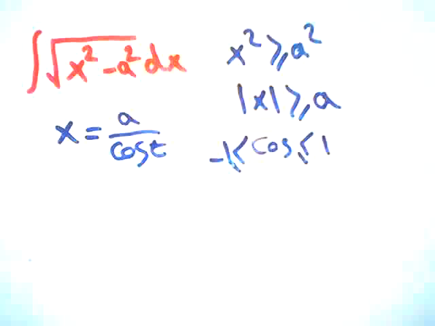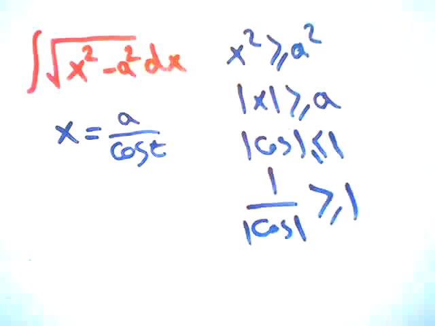Cosine is always between minus 1 and 1, or its absolute value is smaller or equal to 1, then 1 over it should be greater or equal to 1. Or this, since this is equal to the absolute value of x, and the absolute value of x should be greater or equal to a, so taking x to be equal to a over cosine t is a good choice.